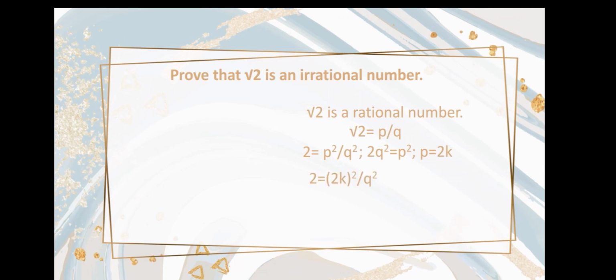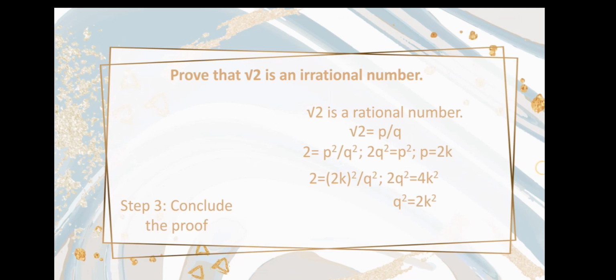Then simplify. We get 2q squared equals 4k squared. Then divide both sides by 2. We get q squared equals 2k squared. That means q squared is also an even number. Then step 3, conclude the proof.